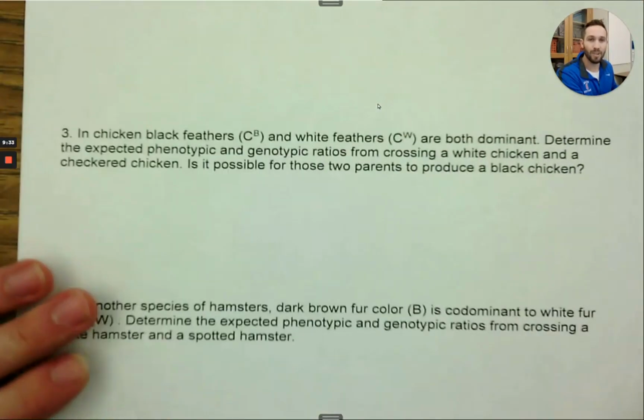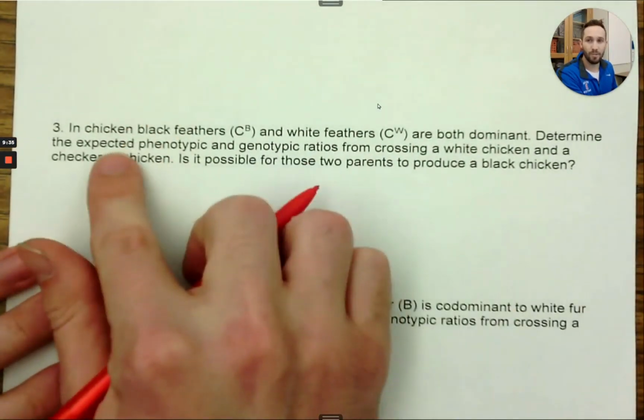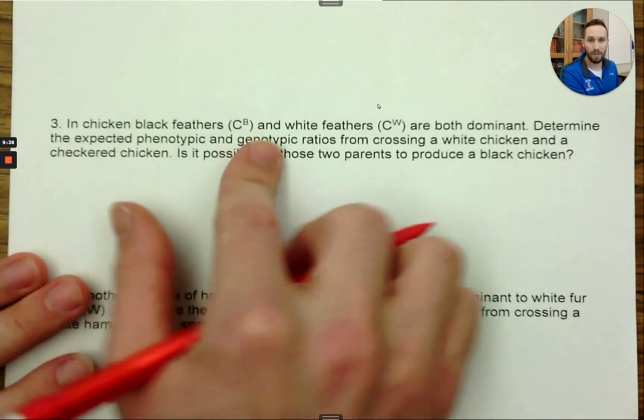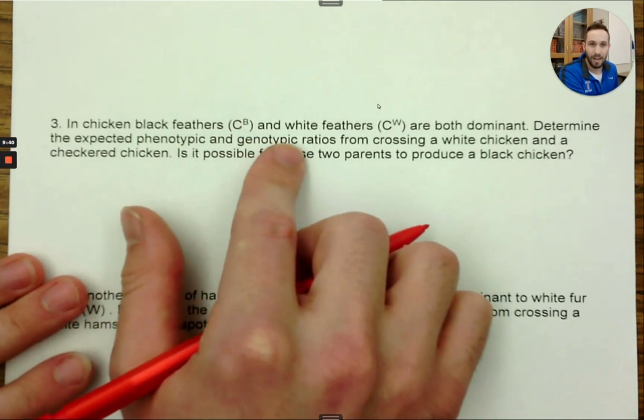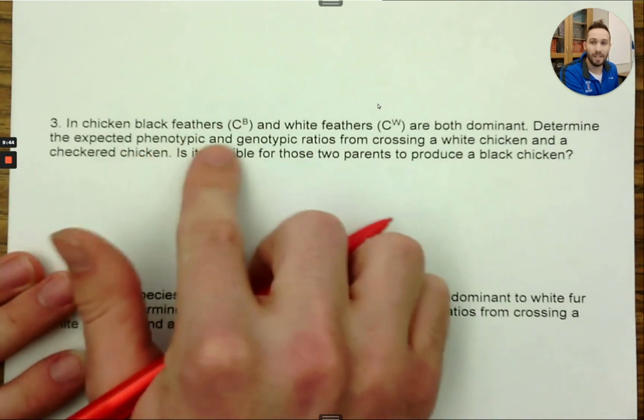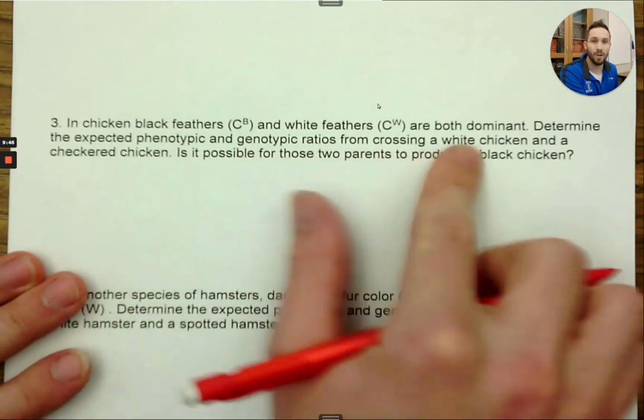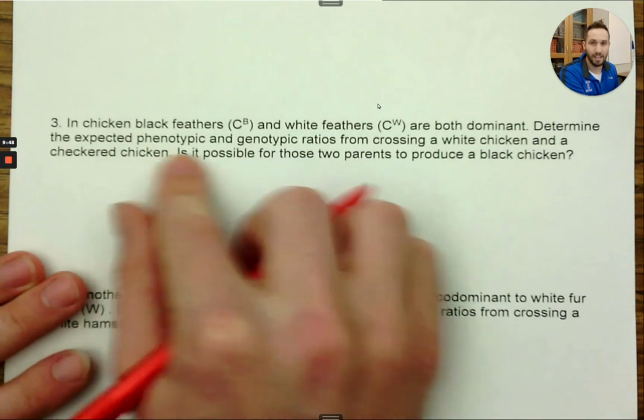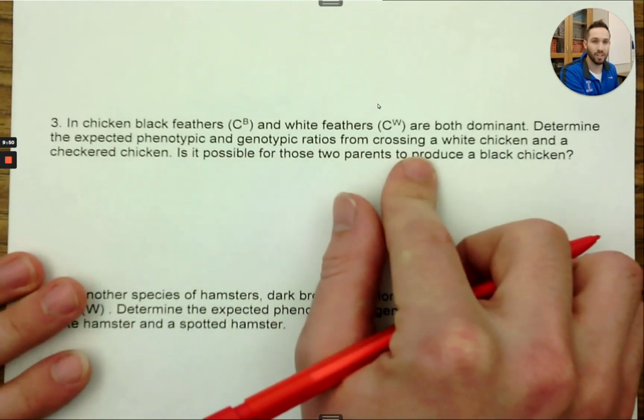But let me show you an example with co-dominance. So number 3 says, in chickens, black feathers and white feathers are both dominant. So this is co-dominance now, not incomplete dominance. Determine the expected phenotypic and genotypic ratios from crossing a white chicken and a checkered chicken. Is it possible for those two parents to produce a black chicken?